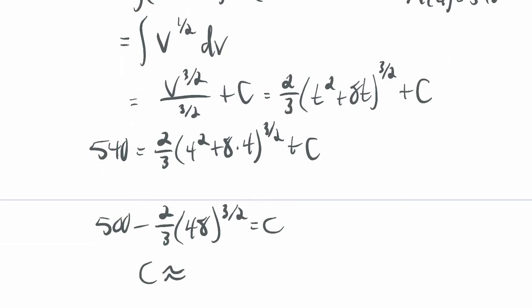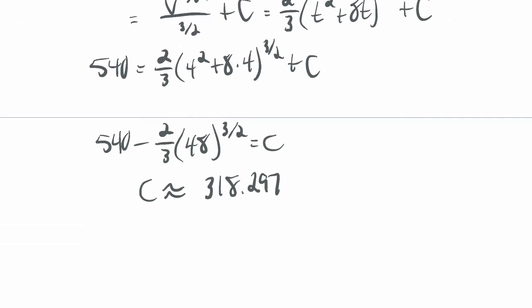I get 278.297. Ah, nope, nope, nope. I wrote 500, not 540. There we go, 318. Well, I guess my decimals are all correct. 318.297. Good.